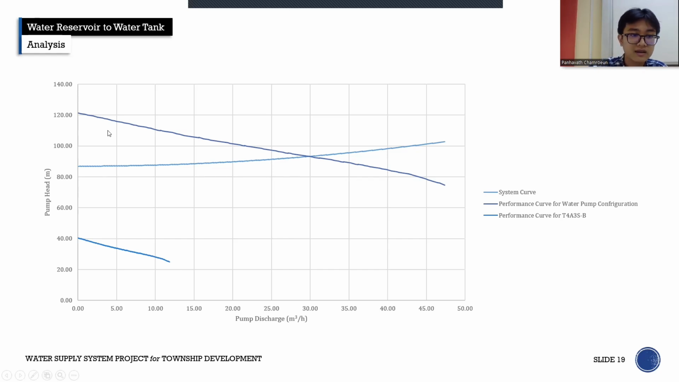performance curve. But this line up here is actually our new performance curve when we have arranged it into series and parallel, which is 4 parallel and 3 series. And here, the slightly lighter blue line is our system curve. As you can see, only when we arrange it in this configuration will it intersect at this point. So this is basically why we have chosen our configuration.